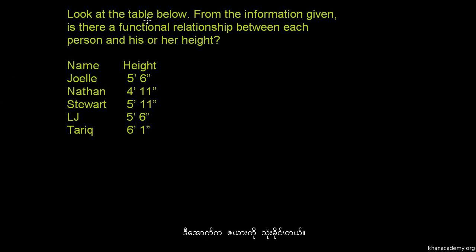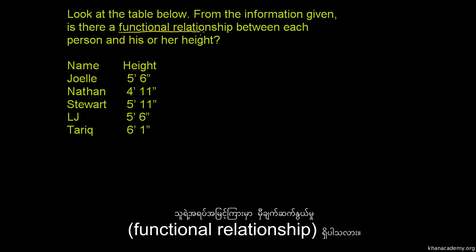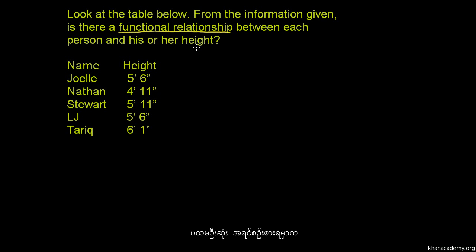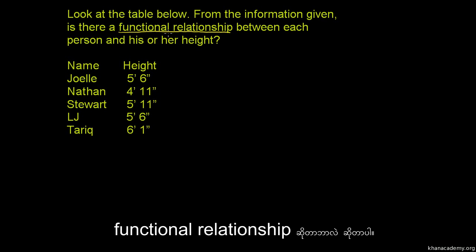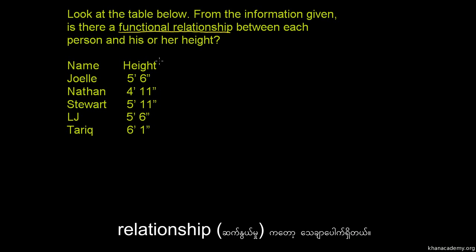We're asked to look at the table below. From the information given, is there a functional relationship? Is there a functional relationship between each person and his or her height? So a good place to start is just to think about what a functional relationship means. Now, there's definitely a relationship.